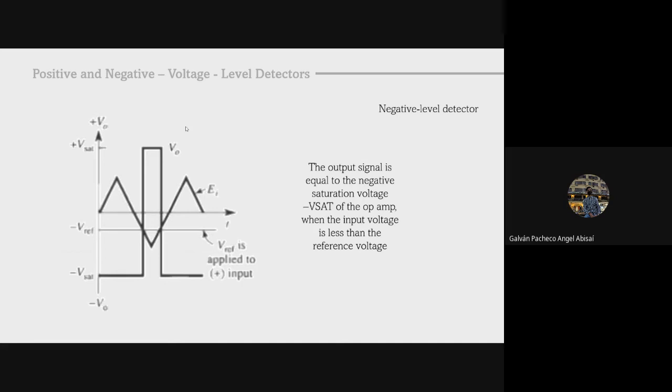As you can see, when the value of the input voltage is bigger than the negative value of the reference voltage, the value in the output will be equal to the negative saturation voltage. But when the value of the input voltage is less than the negative reference voltage that we set, the value in the output will be equal to the value of the saturation voltage in positive.